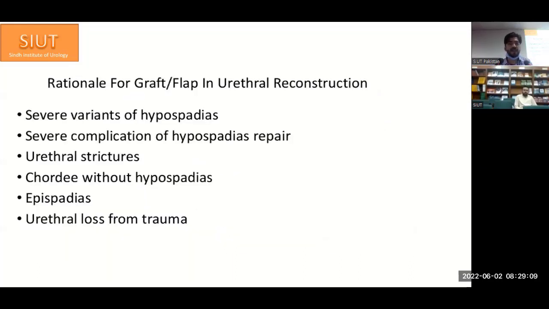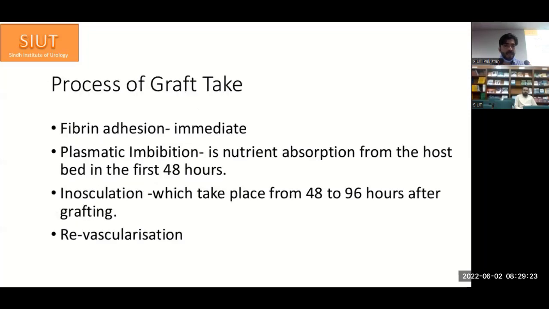Rationale for the graft and flap in urethral reconstruction: severe variants of hypospadias, severe complications of hypospadias repair, urethral strictures, chordee without hypospadias, epispadias, and urethral loss from trauma.